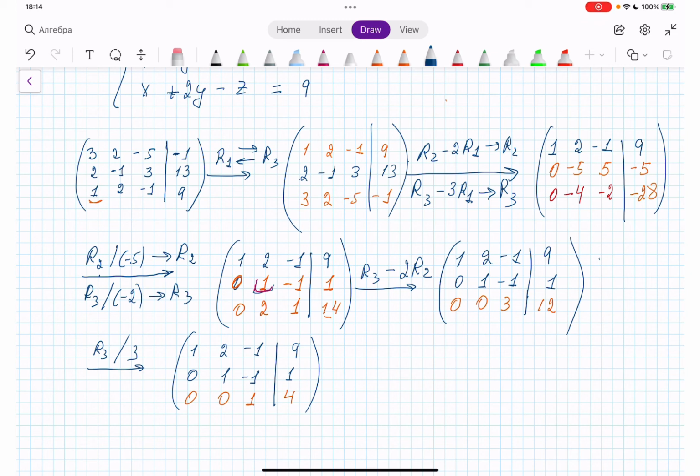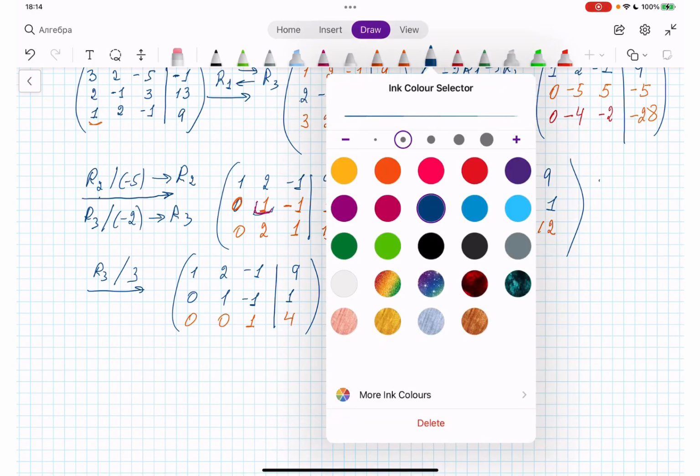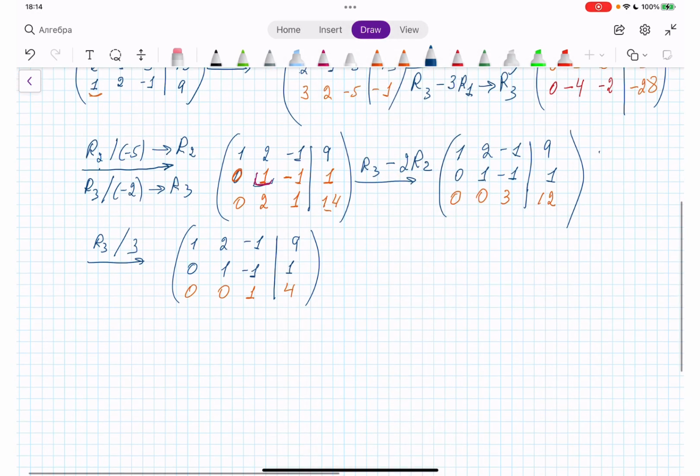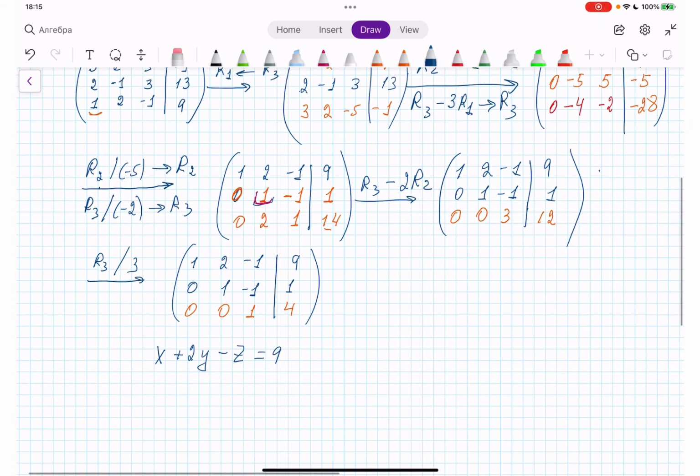So from here, we are getting back to our system of equations, but in a much simpler form. Let's see. We are getting coefficient of x is 1, so I'm getting x plus 2y minus 1z, or I don't put any 1, just write down z, and it's equal to 9. Remember, I am writing down here, this is my x, this is my y, this is my z, right? Okay.